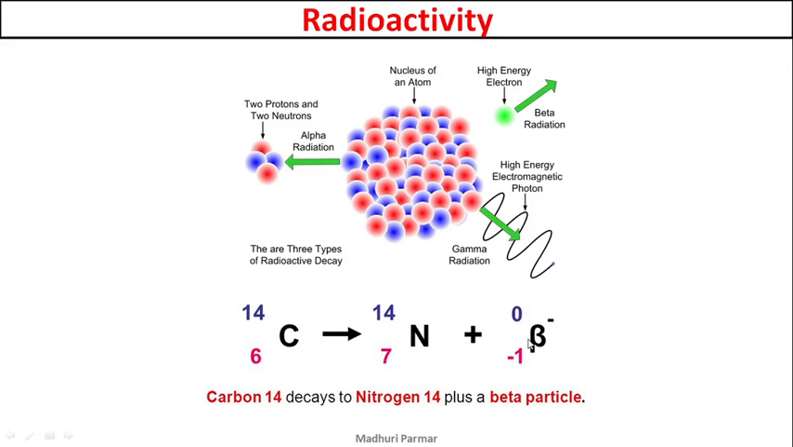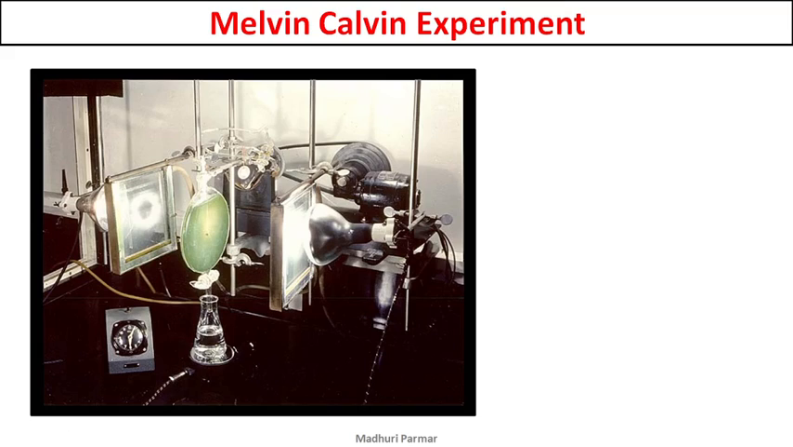This beta particle again is nothing but an electron. So this is the whole process. Now, as I told you, Kelvin was a scientist who was told by another professor or scientist that they have a lot of such radioactive materials and these should be used for the studies. This is what he did.